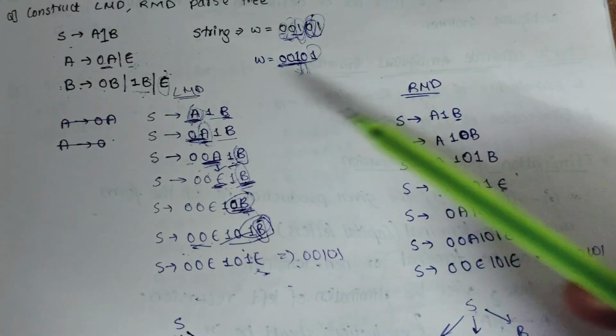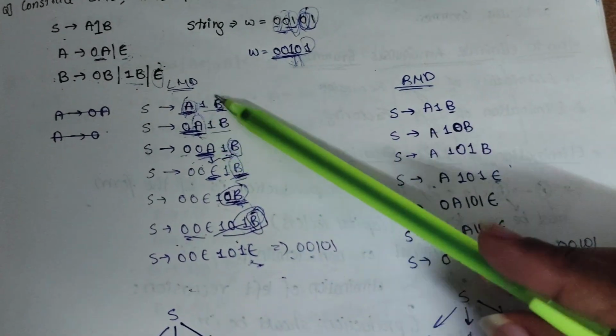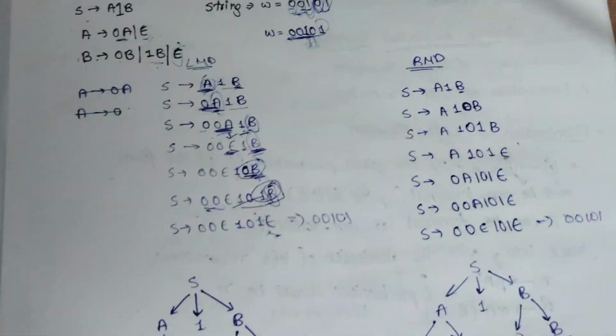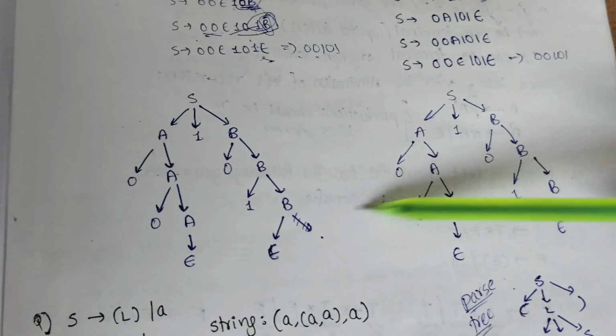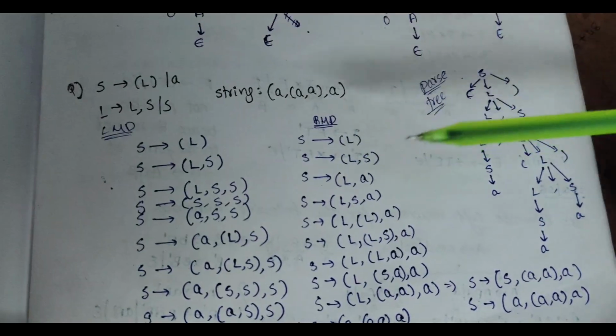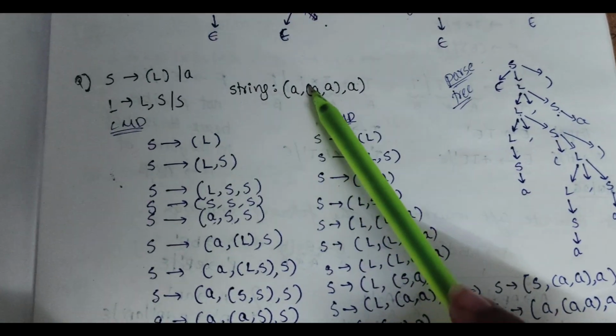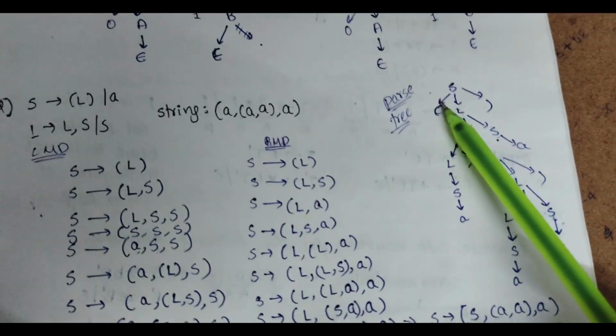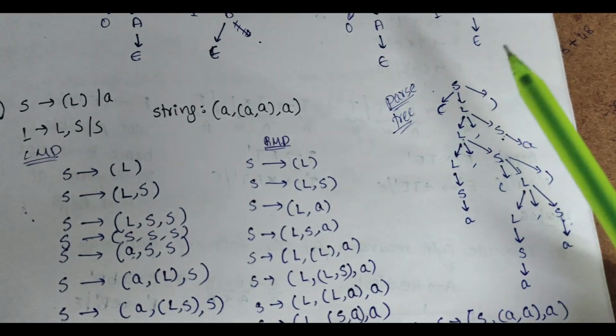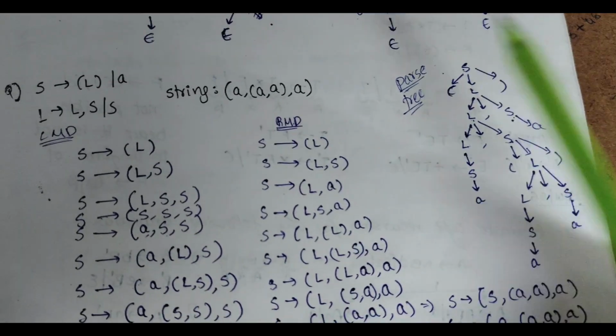Same goes with RMD. Just like we did here, we can do it in a different manner. The parse tree is going to be the same for this. And look at another example. I won't explain this, but I'll just let you know one thing. We have these braces, right? We have to consider these braces as child nodes also. Okay? Thank you.